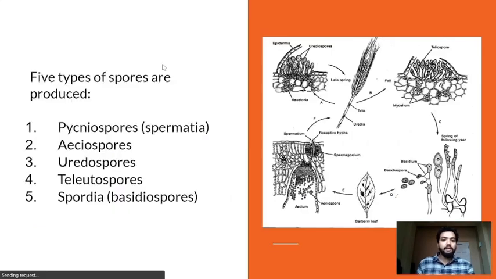If we come to the next slide, we will see that there are 5 types of spores that are produced. Namely, the first one is pycniospores, that is the spermatia. Second one is aeciospores. Third one is urediniospores. Fourth one is teliospores. And fifth one is sporidia, that is basidiospores.